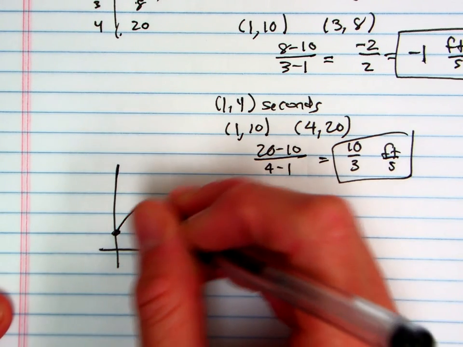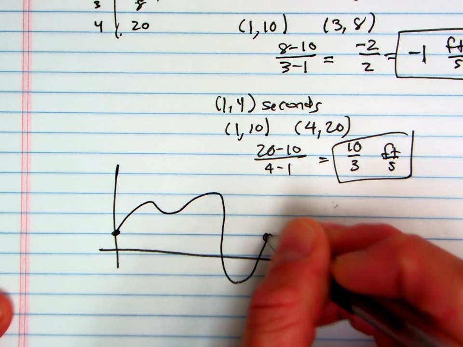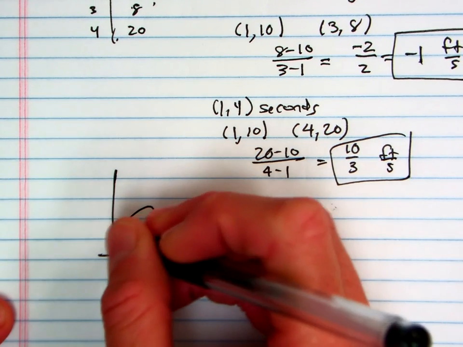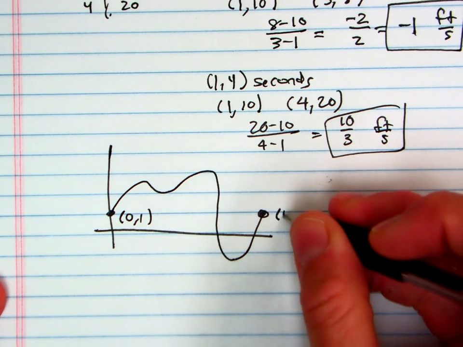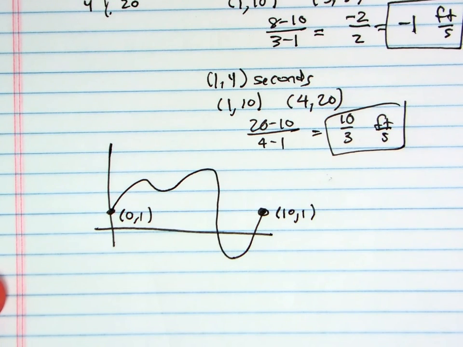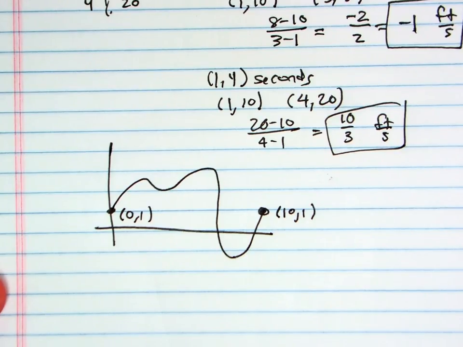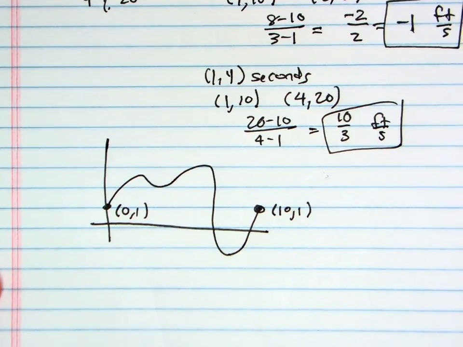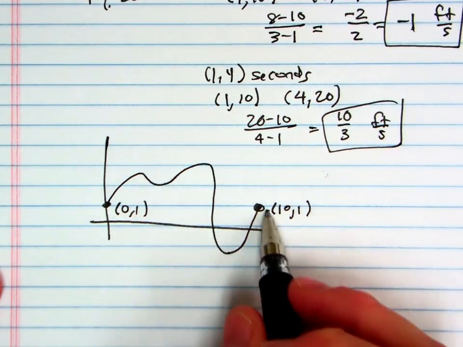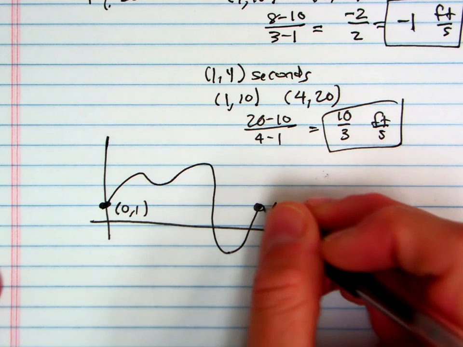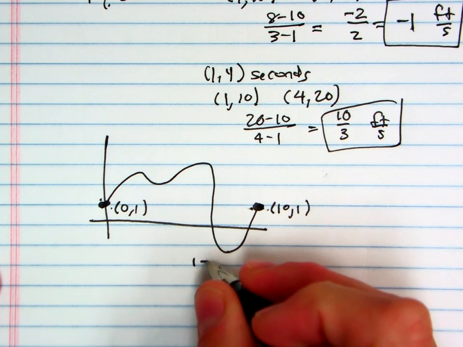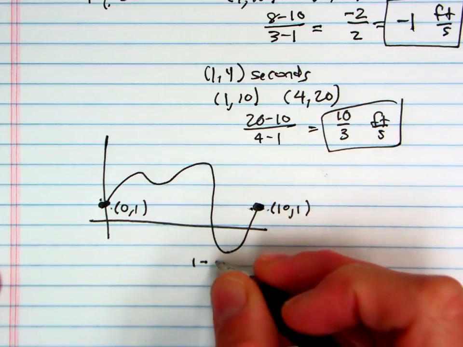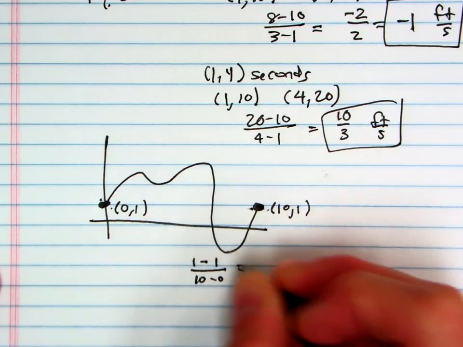So for example, I could have this. This is the point maybe 0, 1, and this is the point 10, 1. Well, what's the average rate of change between 0 and 10? The answer is 0, because the slope between this point and this point is going to be 0. I would have 1 minus 1 over 10 minus 0. It will be 0.